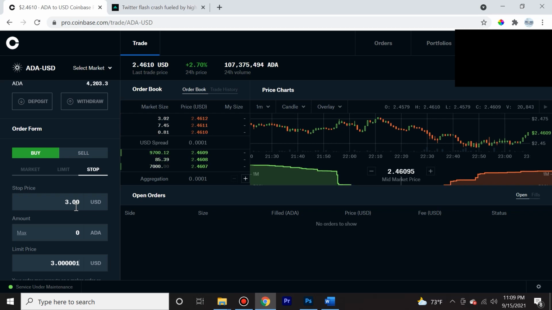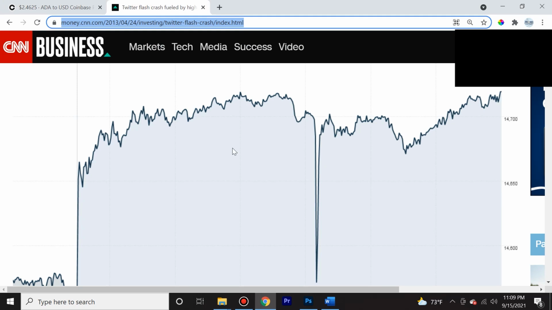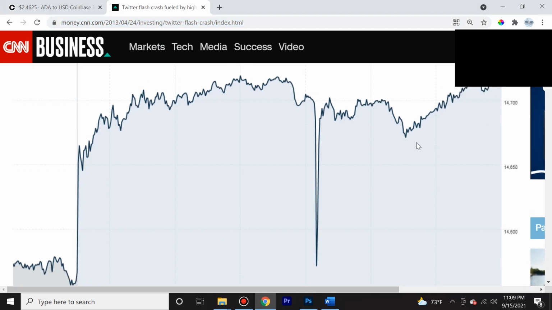So again, why did we do this? Because we're waiting for Cardano to show some serious upward momentum, and we believe that's going to happen if Cardano surpasses $3. Now that I've explained two situations in which you would buy and sell using stop limit orders, I want to show you this chart for a second. If you've been trading crypto, you've probably seen charts like this happen quite a bit.